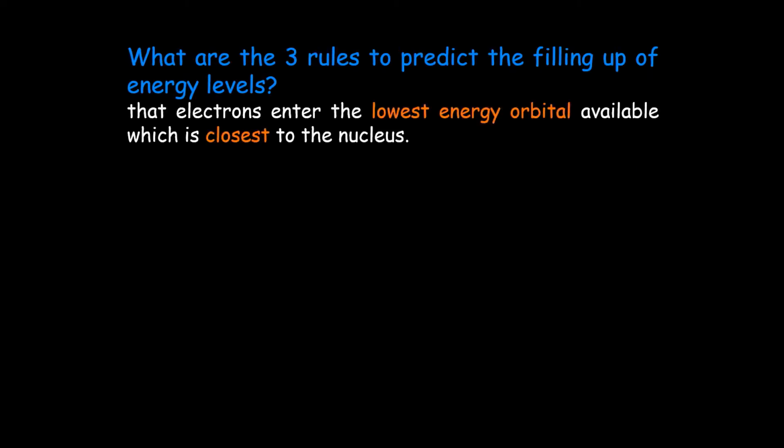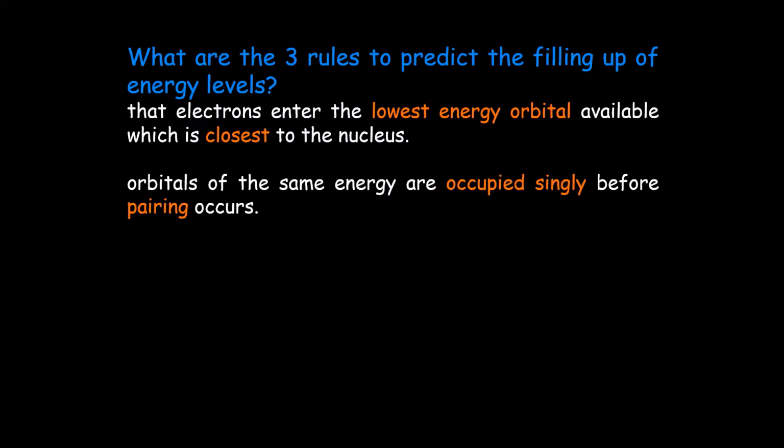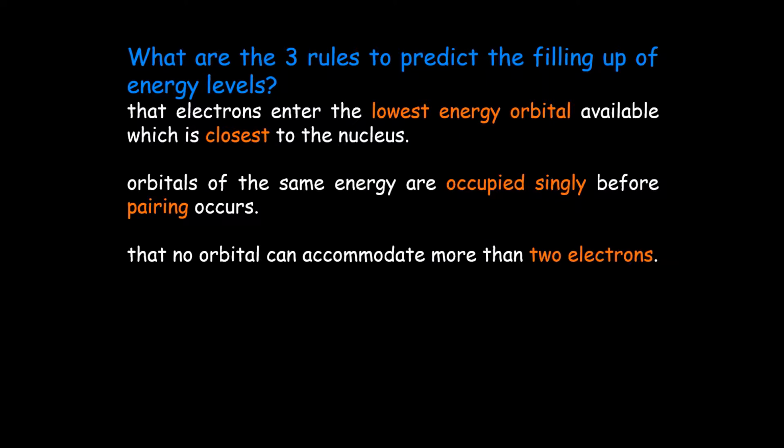So to fill up the energy levels, the electrons enter the lowest energy orbital available, which is closest to the nucleus. Orbitals of the same energy are occupied singly before pairing occurs. No orbital can accommodate more than 2 electrons.